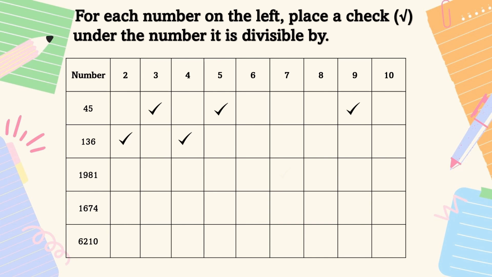Our third number is 1981. It is divisible by number 7 only. Our fourth number is 1674. It is divisible by 2, by 3, by 6, and by 9. Our last number is 6210. It is divisible by 2, by 3, by 5, by 6, by 9, and by 10.